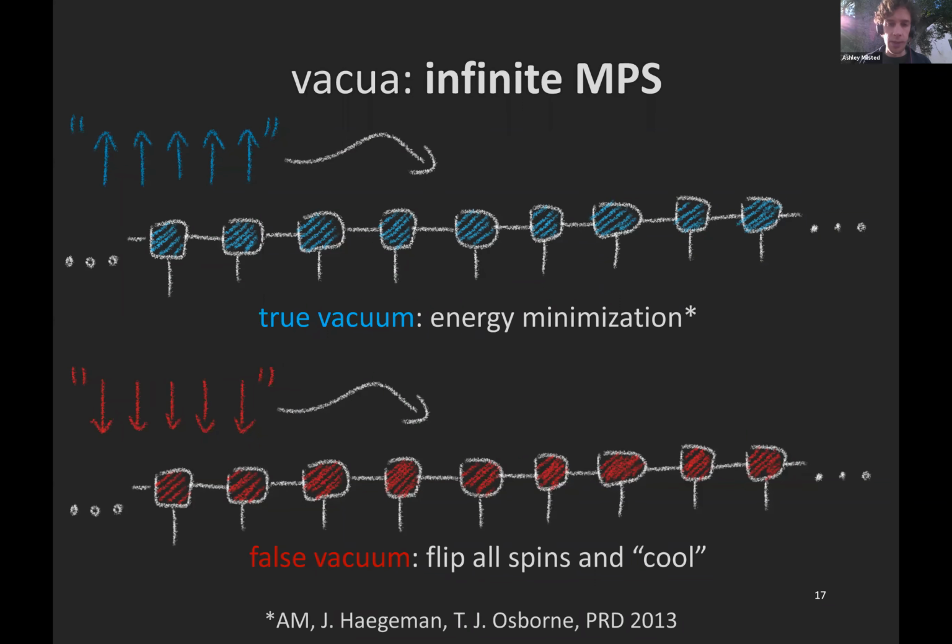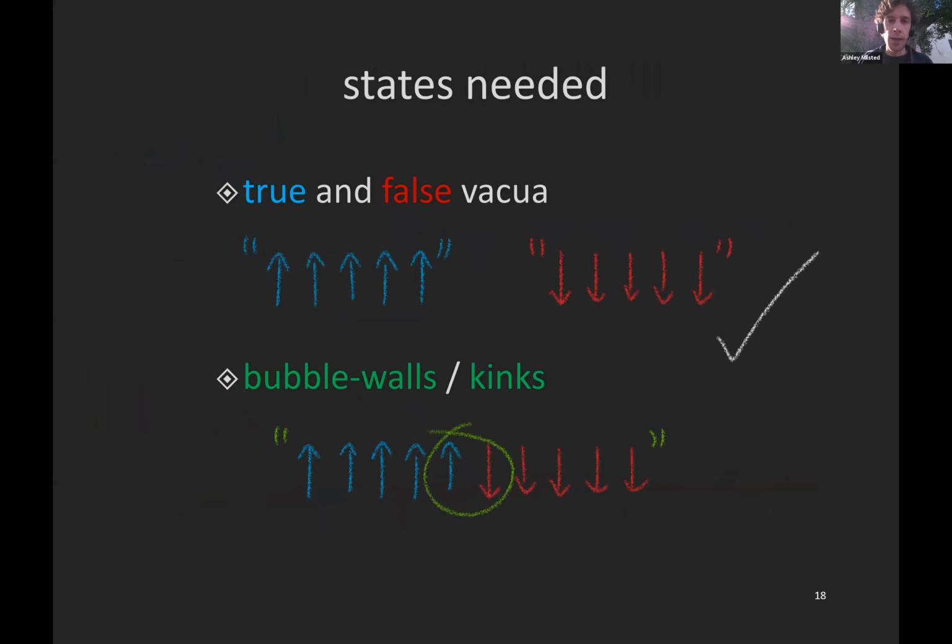If you're interested in details of that, I can say some more, but perhaps later. Anyway, we have this cooling procedure, and as a result we have this tensor, the blue tensor for the true vacuum, and the red tensor representing the false vacuum. If we build infinite chains from them, we get the true and the false vacuum states, respectively. So we've got those. Now we want states for the kinks, or the bubble walls, if you like.